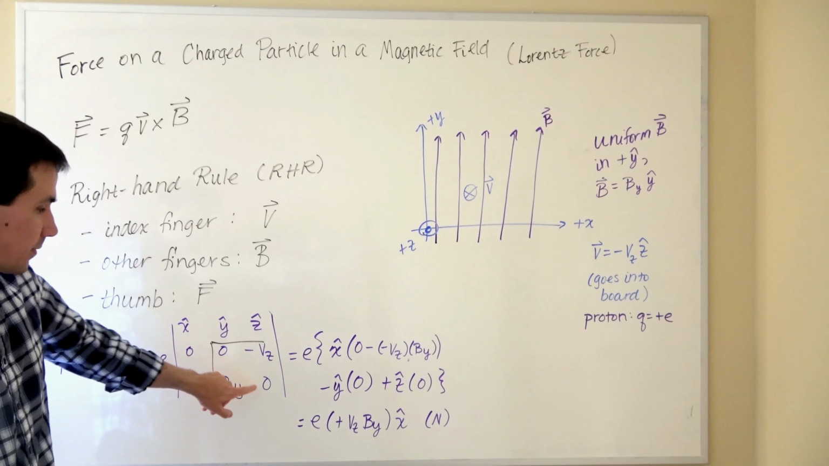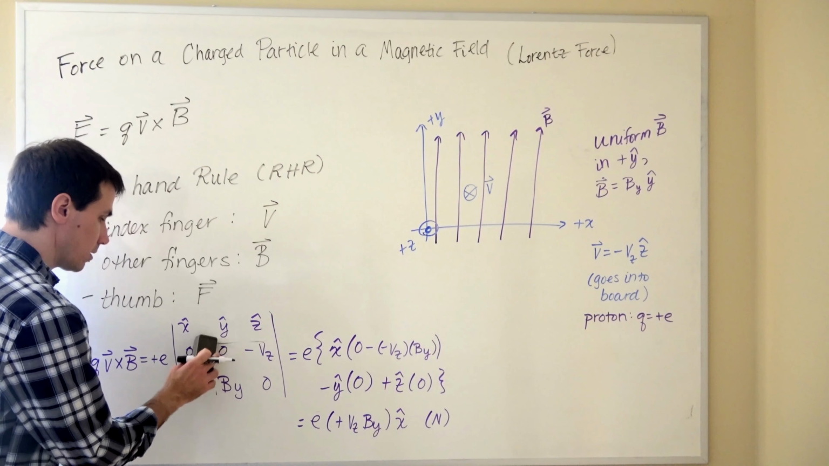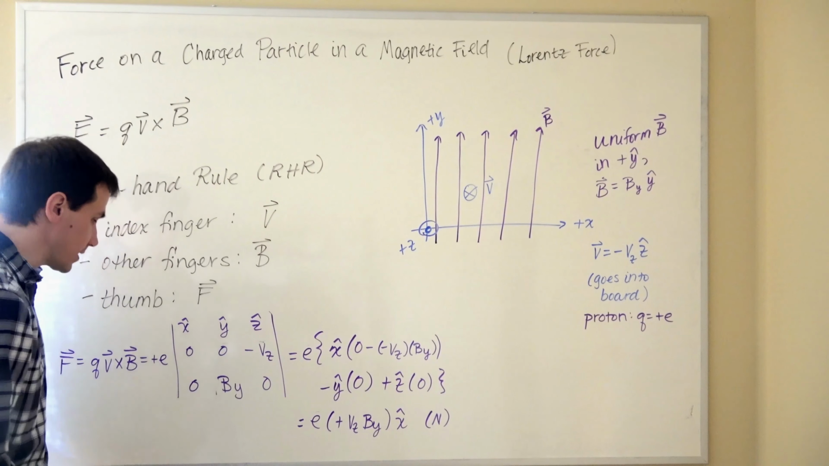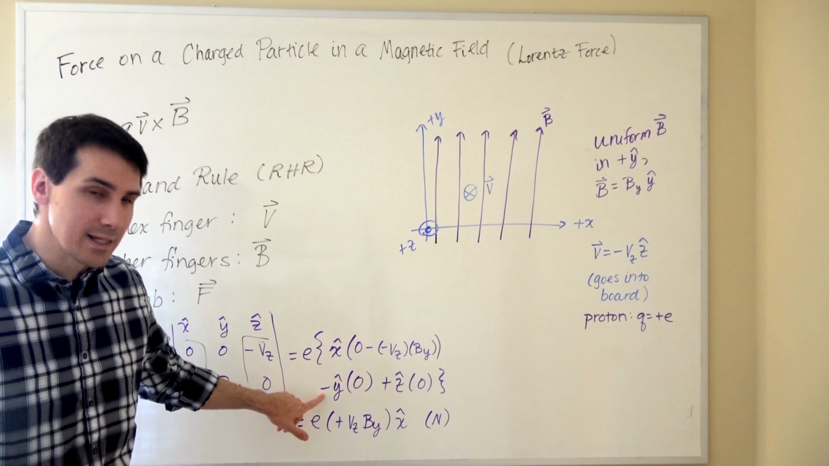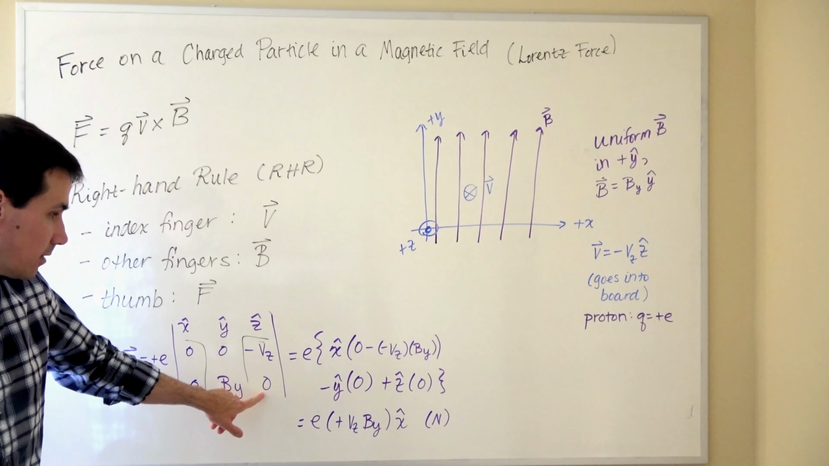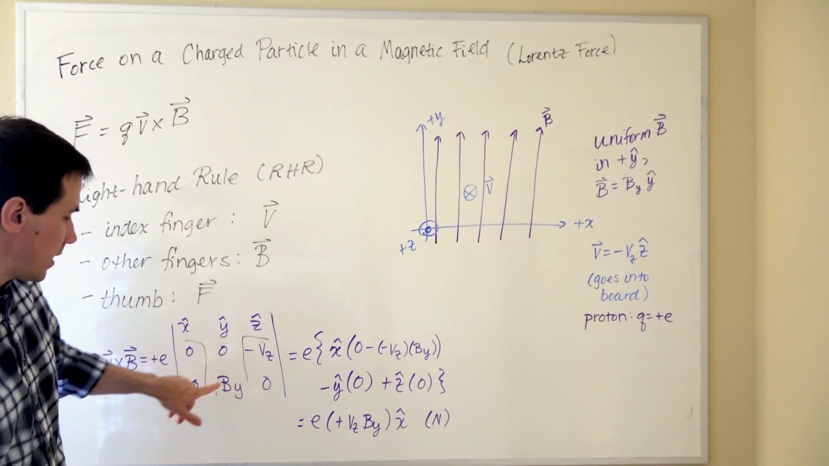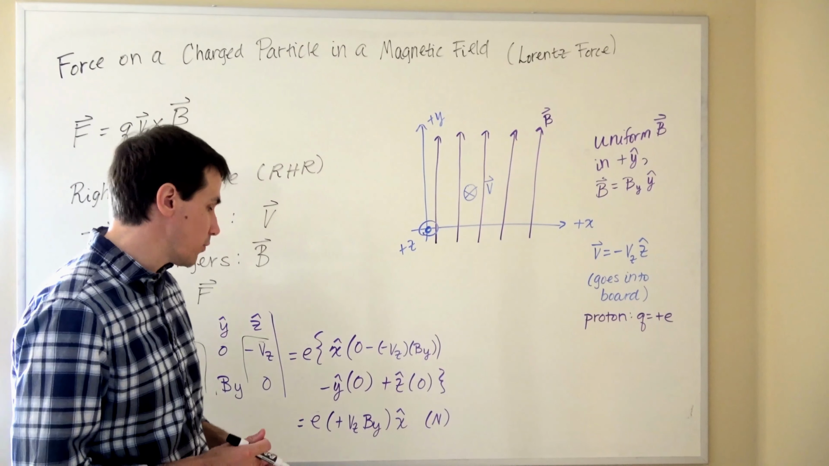Next, we move on to our y hat component. We cross out the top row and the middle row, and we take the determinant of these components together. Remember that the y hat component comes with a minus sign out front. So we have y hat multiplied by 0 times 0 minus negative Vz times 0, which is all 0. So there is no y component to our force.